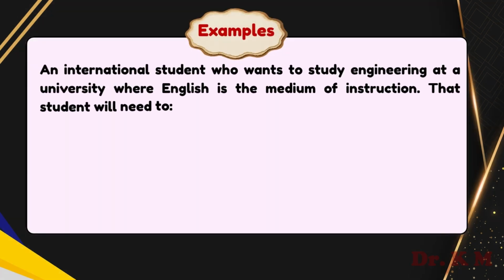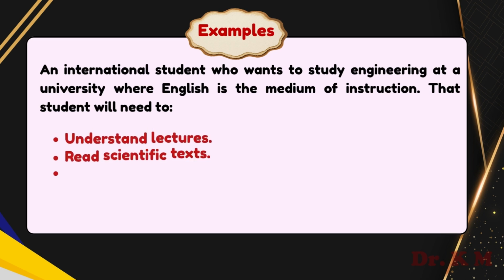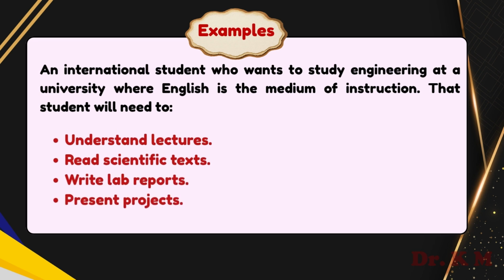For example, an international student who wants to study engineering at a university where English is the medium of instruction. That student will need to understand lectures, read scientific texts, write lab reports, and present projects. This is clearly English for academic purposes, because the goal is academic success.